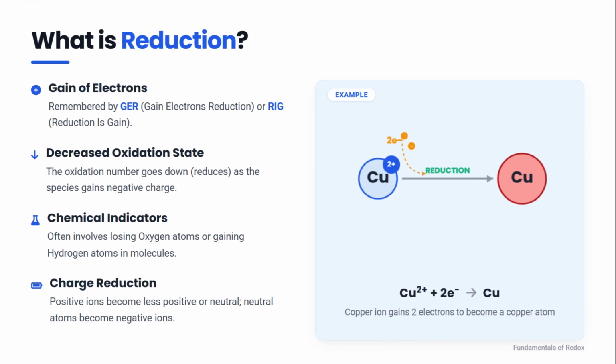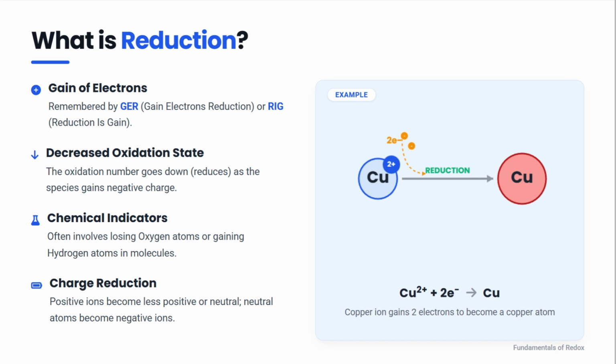Now let's move on to the flip side of the coin, reduction. Reduction is the gain of electrons. You can remember this with GER for gain electrons reduction, or RIG, which means reduction is gain. This process involves a decreased oxidation state, where the oxidation number reduces as the species gains negative charge. Chemically, it often involves losing oxygen atoms or gaining hydrogen atoms.